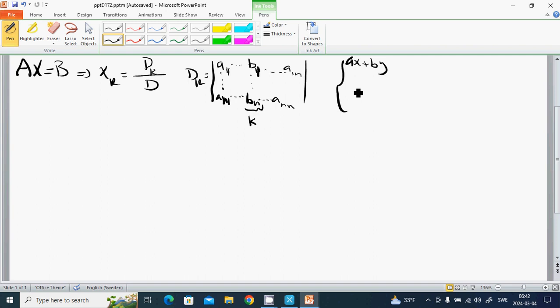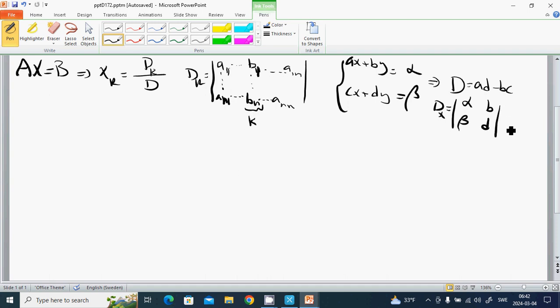Example is ax plus by equals alpha, cx plus dy equals beta. Then D is ad minus bc, and Dx is alpha, beta, b, d, and Dy is a, c, alpha, beta. Then x equals Dx over D, and y equals Dy over D.